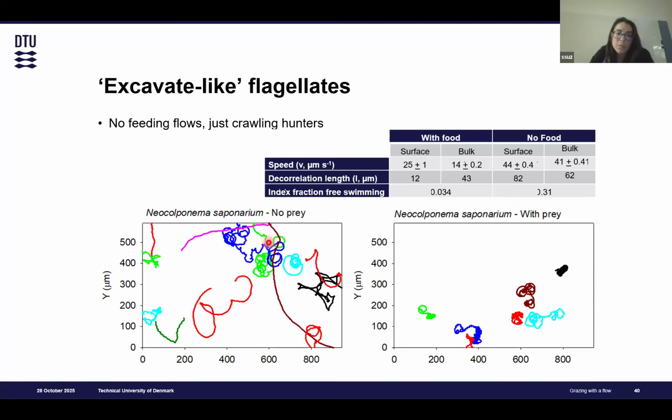We can see that in the absence of prey, or in the almost depletion of prey, their swimming tracks are much more active, and their displacement is much greater than when they are in the presence of plenty of food. So their behavior for searching for food changes. And also the amount of them free swimming changes depending on whether there's food or not. They tend to attach to surfaces when there's a lot of food, but then they tend to free swim and potentially look for new patches of food sources when the availability is low.